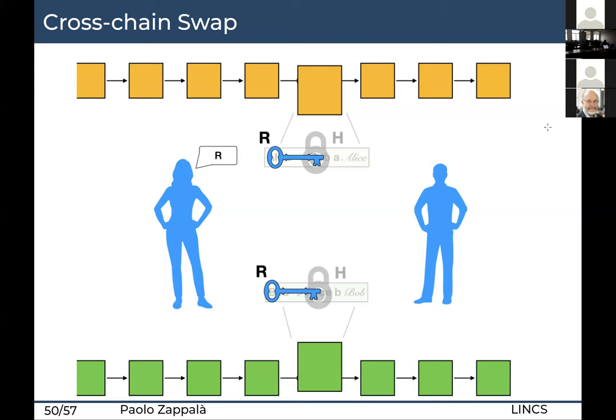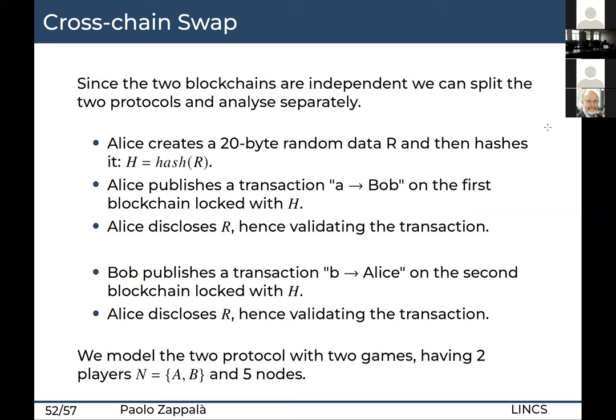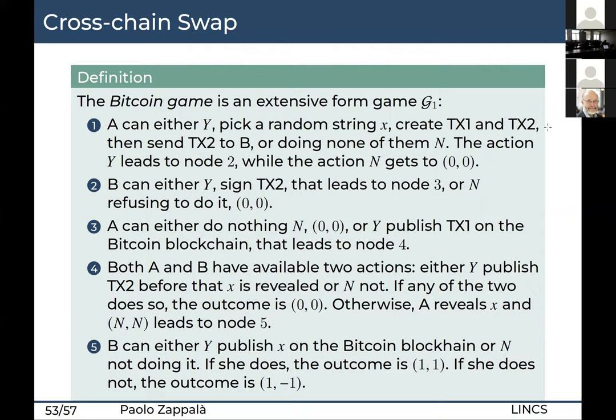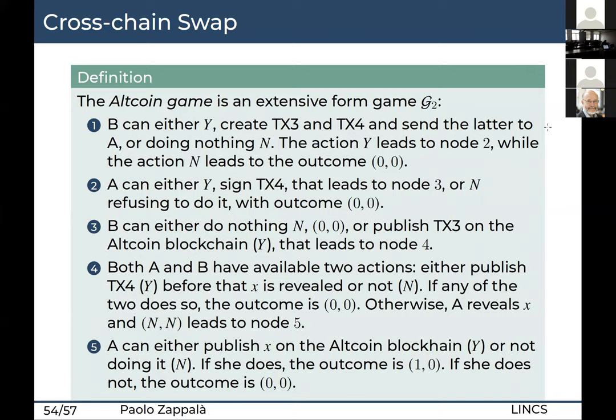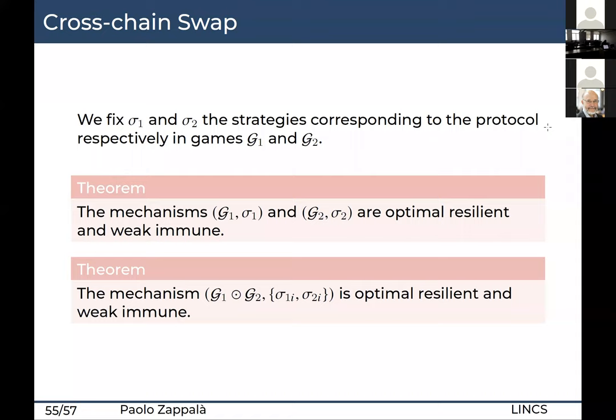And so we have two different games that we define, and it's a game tree, so it's very ugly to write down, but imagine it's a game tree with single values. I'll be brief, and then we can discuss it. We do this because these games are simpler than the full protocol. We analyze them and prove that they are optimal resilient, resilient for any K and immune to any T. And since we analyze them separately, thanks to the theorem of composition of games, we get that the full protocol, which takes into account the two games, is still optimal resilient and weak immune.